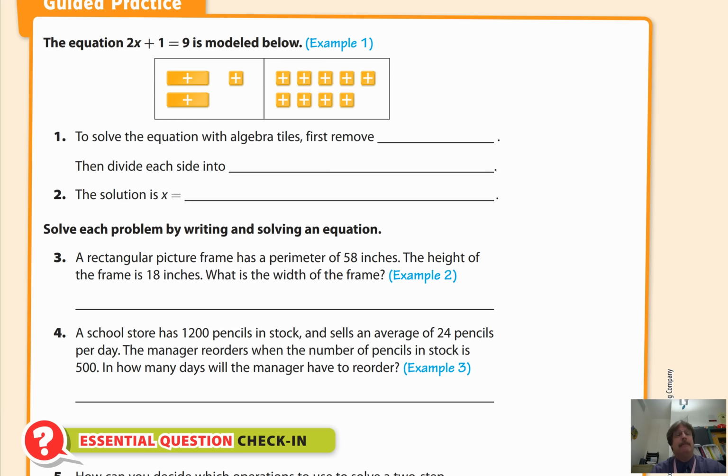To wrap up, you have the guided practice. They go ahead and they model. You have the 2x here. So there's your 2x plus 1. That's your 1, and it's a positive, so plus 1 equals, and then you've got 9 over here. So to solve the equation with algebra tiles, first remove, what do you remove? Always start with your constants. Then divide each side by your coefficient, and that'll tell you what x is.